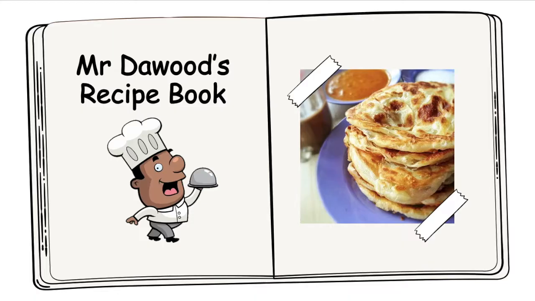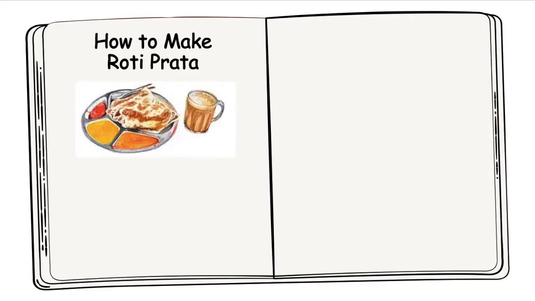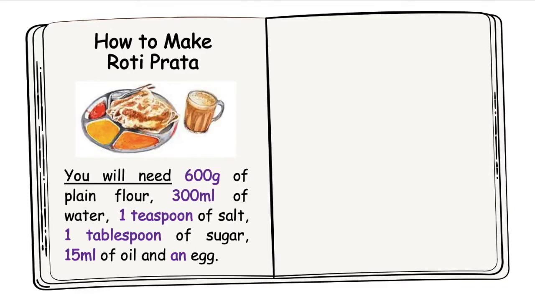Today, let's take a look at Mr. Dawood's recipe book where he provides information in the form of instructions telling us how to make roti prata. How to make roti prata. You will need 600 grams of plain flour, 300 milliliters of water, 1 teaspoon of salt, 1 tablespoon of sugar, 15 milliliters of oil, and an egg.